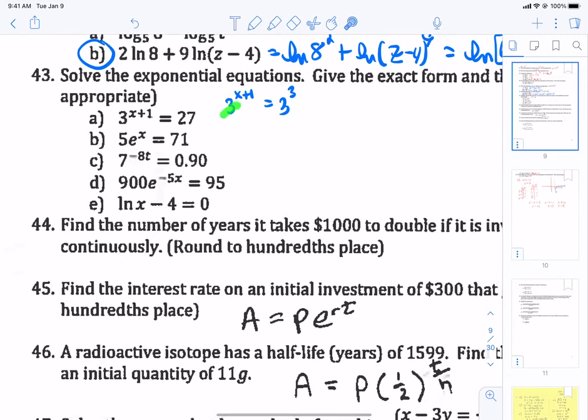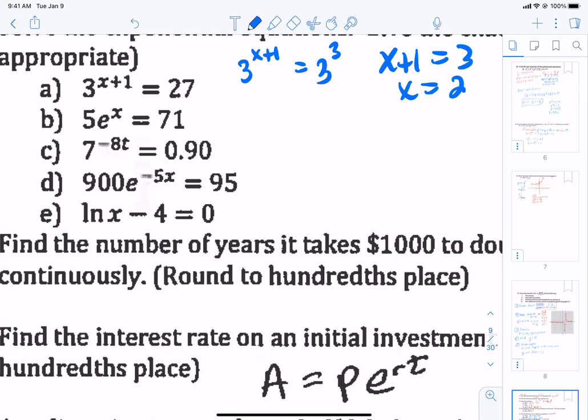And once we get rid of these 3's, we can just set them equal and solve. We subtract 1 from both sides, and we get 2. Now, the problem with part B is you can't do that. So anytime you can't do that, get the exponential thing by itself. In this case, stick a natural log in front. And then, because those cancel, we get that x is the natural log of 71 over 5.